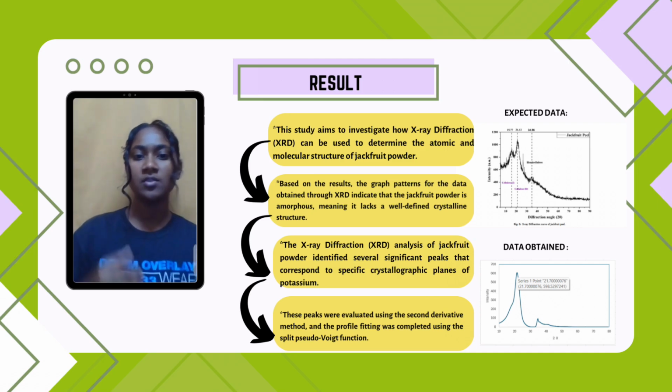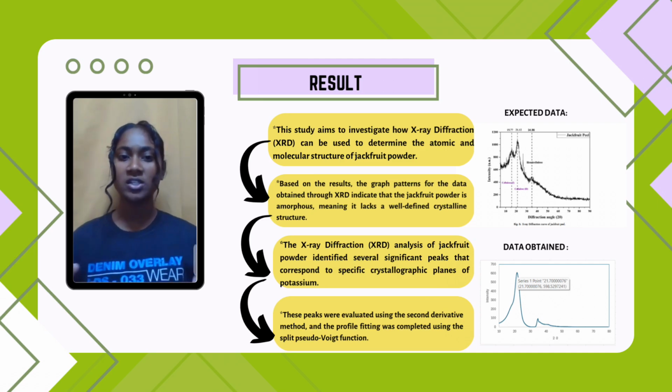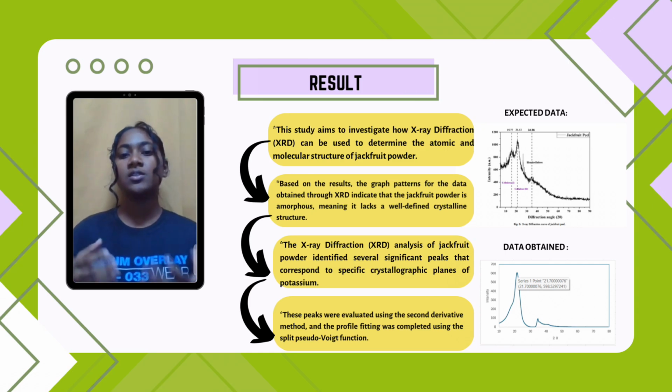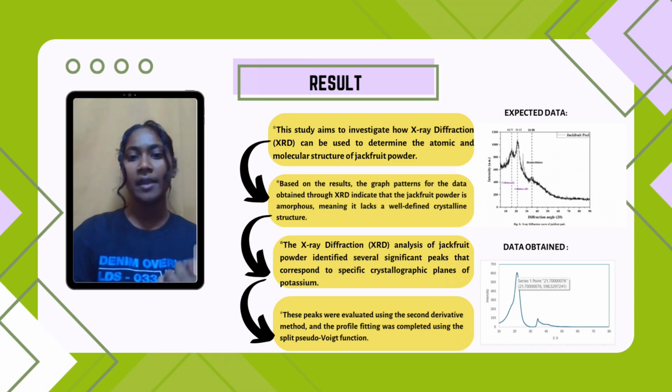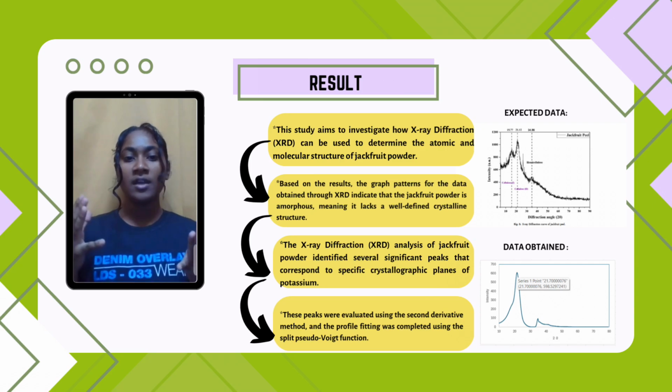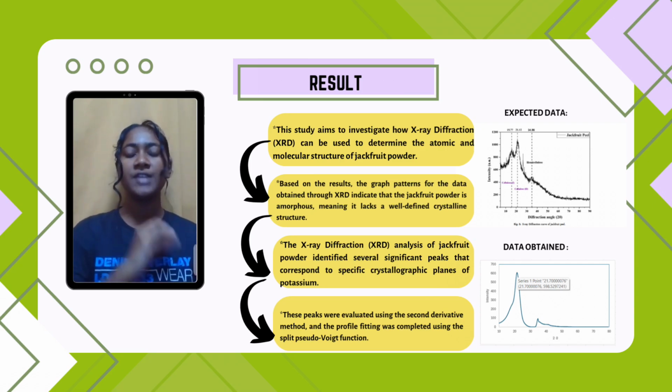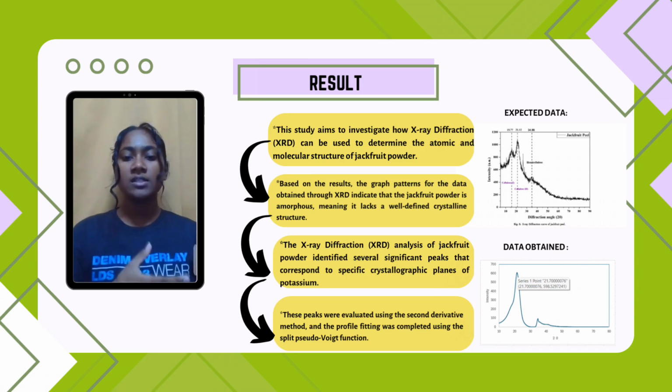This study aims to understand how X-ray diffraction, XRD, can help us analyze the atomic and molecular structures of natural materials like jackfruit peel powders. The result confirmed the amorphous nature of the material, with significant peaks in the diffraction patterns indicating the presence of potassium in the samples.